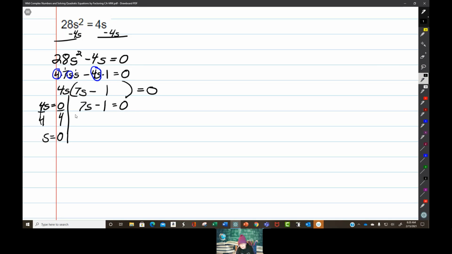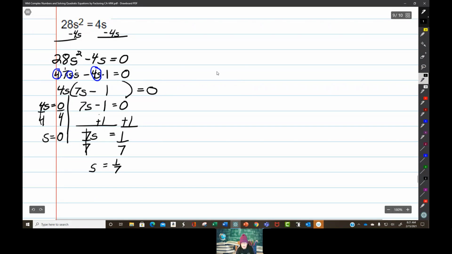Now over here, this is a little more involved. I have to add 1 to both sides of this equation. Negative 1 plus 1 is 0, so that leaves me 7s equals 1. And then to solve for s, I divide by 7 and divide by 7. So s equals 1/7.